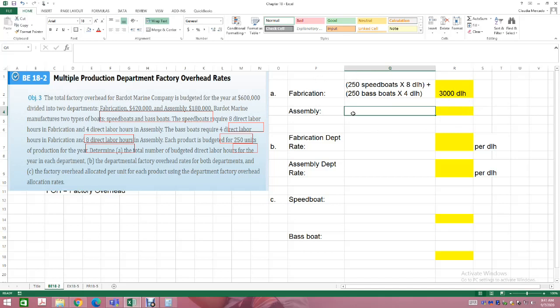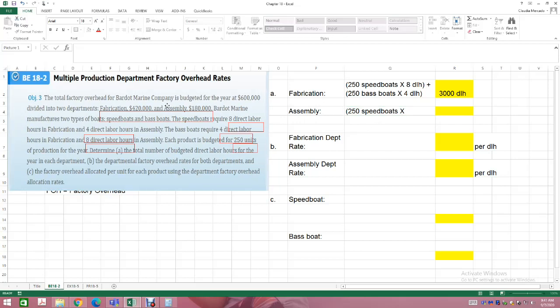Now in the assembly department, we're also going to assemble 250 speedboats. But how many hours does it take to manufacture my speedboats in the assembly department?